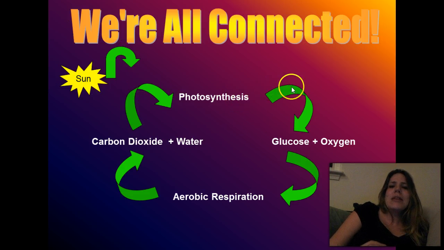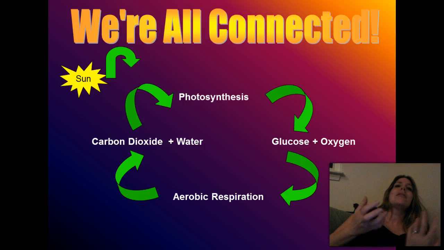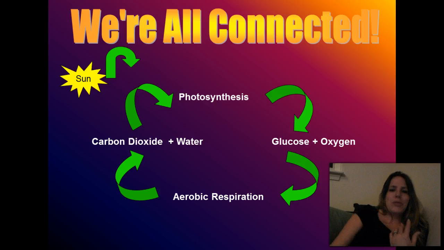So photosynthesis produces glucose, C6H12O6, sugar, and oxygen. So how many of you knew that plants breathe out oxygen and they breathe in carbon dioxide? We animals, we breathe in oxygen and breathe out carbon dioxide. Works very, very well, right? So plants produce glucose and oxygen and take in carbon dioxide and water. We animals take in the glucose and oxygen and spit out carbon dioxide and water.